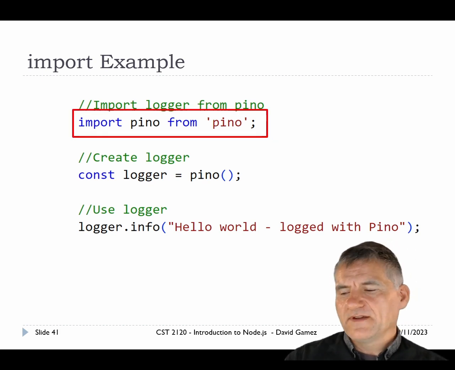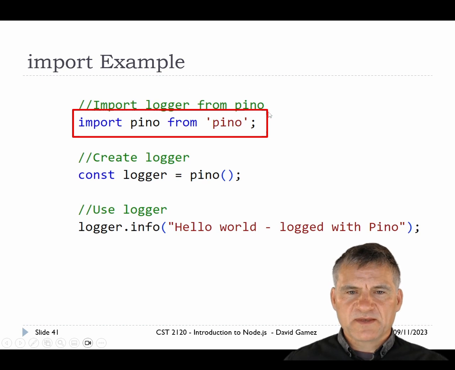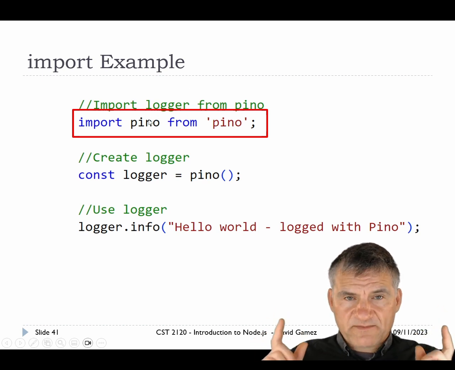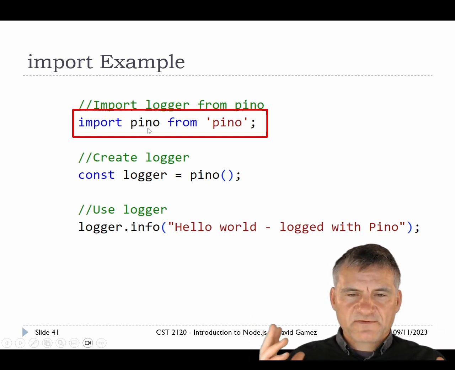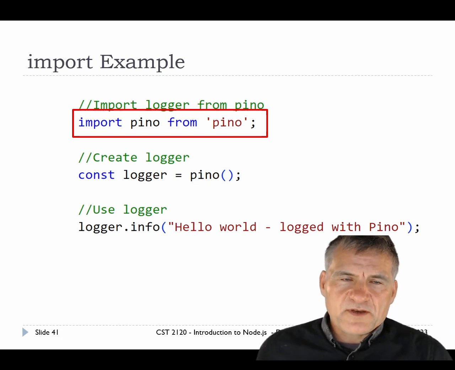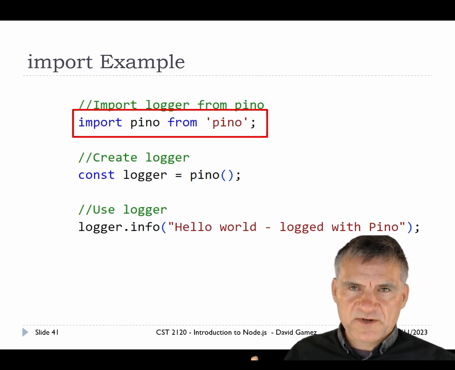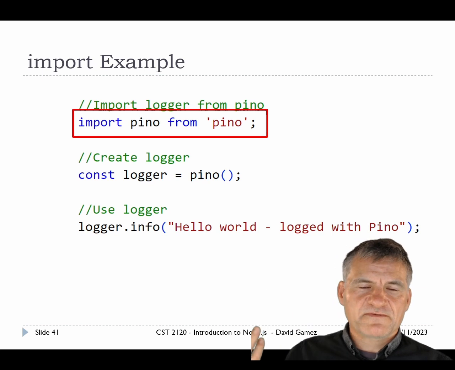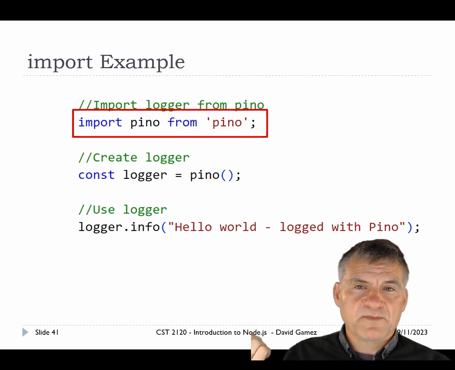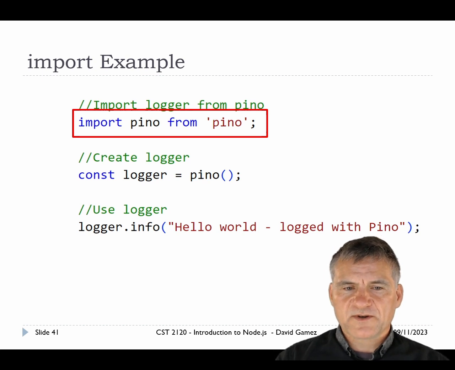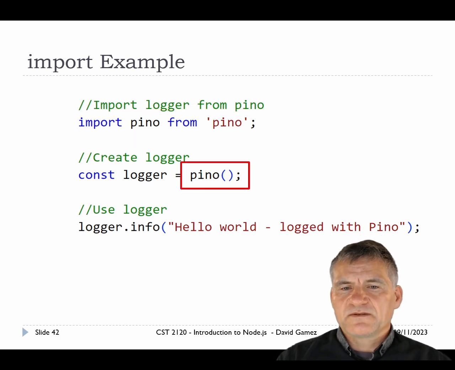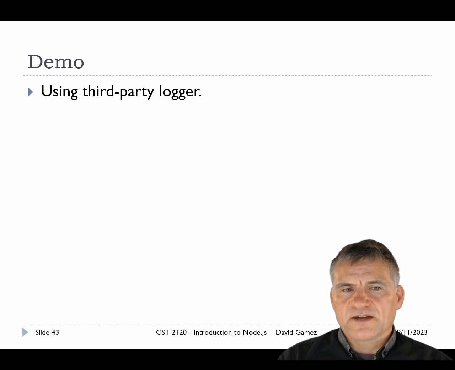Here we have Pinot, which is the name of the module, and import Pinot without curly braces means Pinot will be the default export from the Pinot module. You can specify specific exports, which I'll show you in a bit, or you can just have a default export, which I'm not going to show you how to do, but with modules there typically is one. So here I'm importing the default export, and in this case it's a function. When I call that function, it creates a logger that I can actually use.